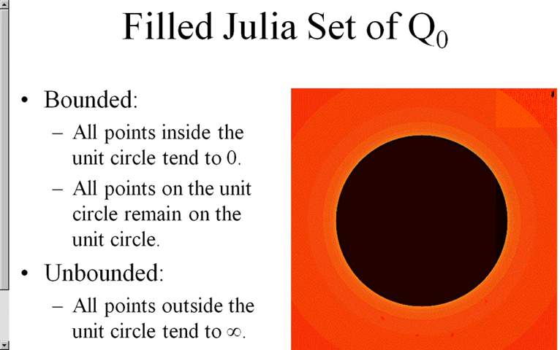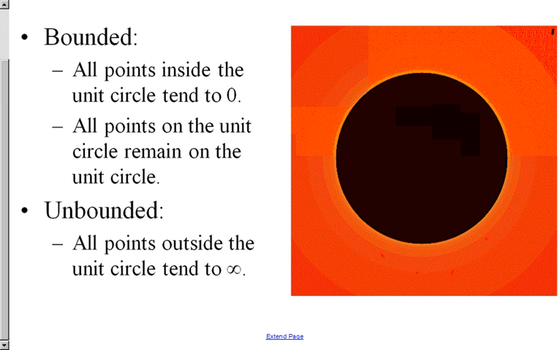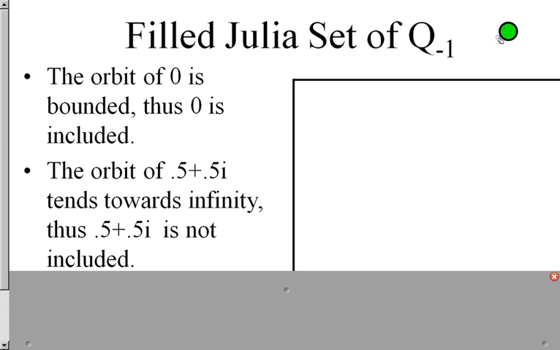Now, let's vary the equation. Let's try to find the filled Julia set when c is -1. What kind of function is that? How would you write that function? That is q of z is equal to z squared minus 1. That's what it means.